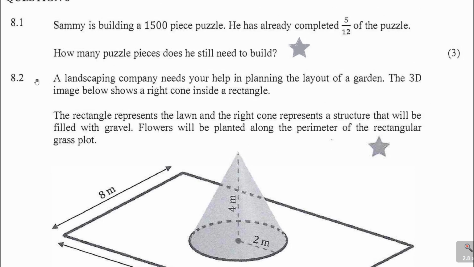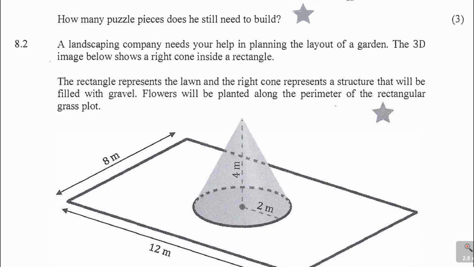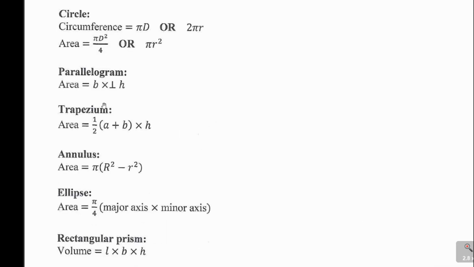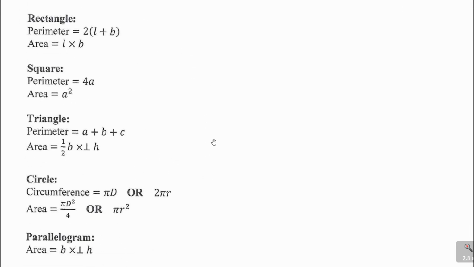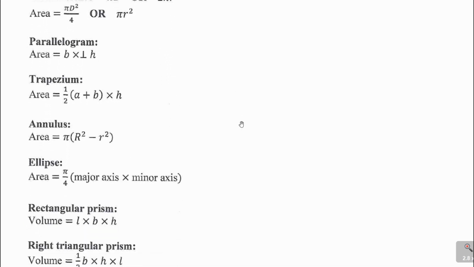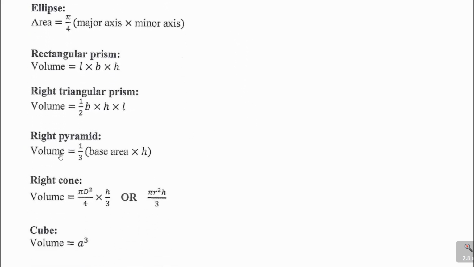3 marks, good marks. 8.2, a landscaping company needs your help in planning the layout of a garden. The 3D image below shows a right cone inside a rectangle. So you see they mentioned keywords, right cone inside a rectangle. So what you need to do already, you must know which area you're dealing with. So you come here and say, where do I find a right cone? And there is a right cone, you see. They always give you something that you can relate to. So you've got your right cone here and a rectangle.